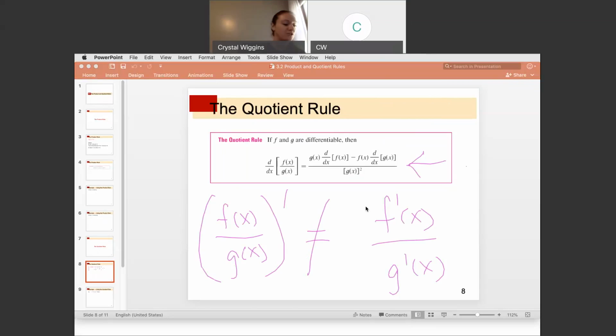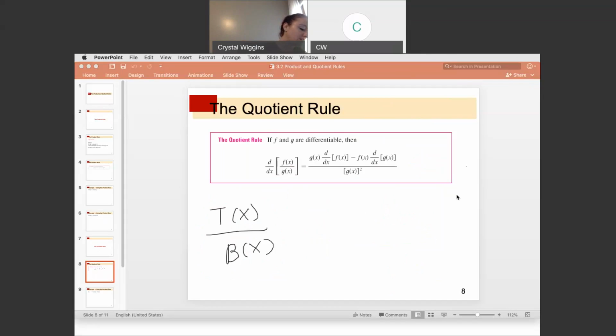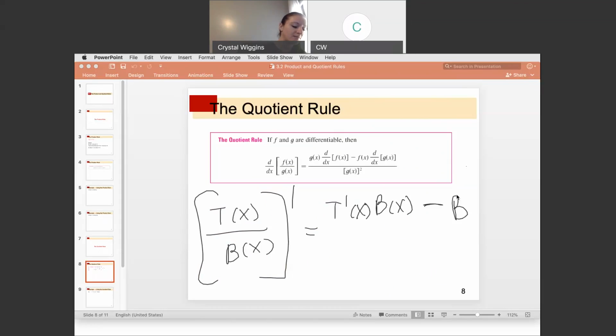Now, again, it's in F and G's, and for me, I particularly don't like using F and G's. I like to use a more phonetic way of writing the rule so that I can remember it easier. So instead, I use top and bottom. So if I wanted to take the derivative of a quotient where there's a top function and a bottom function, I need to remember that the derivative of the top comes first, paired with the original bottom, minus the derivative of the bottom times the original top, all over the bottom function squared.